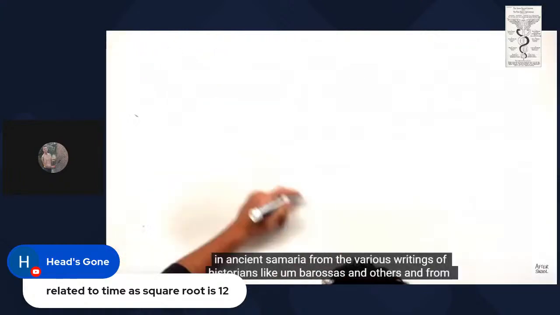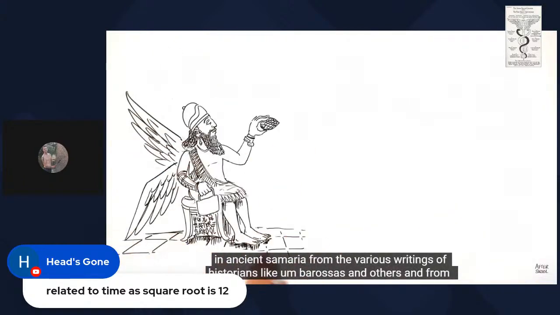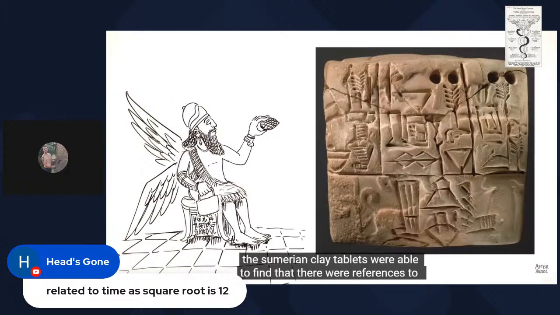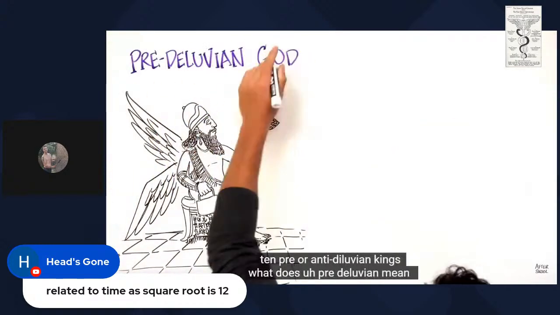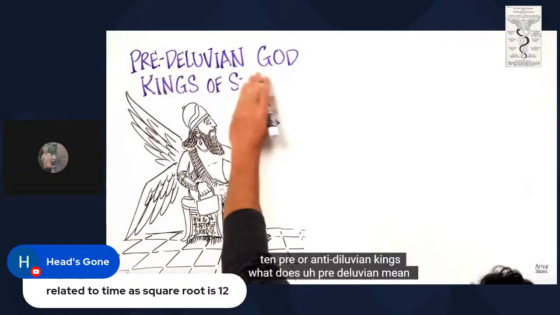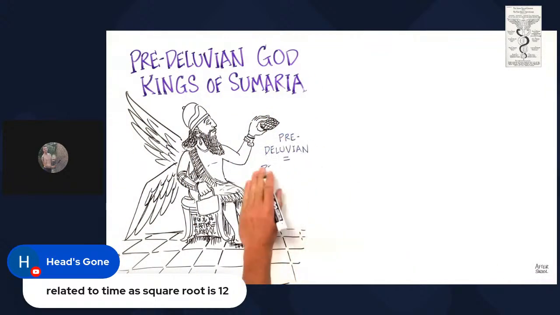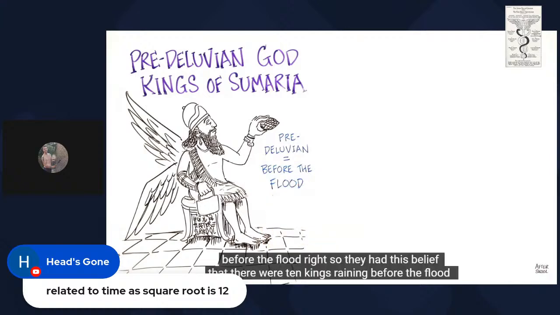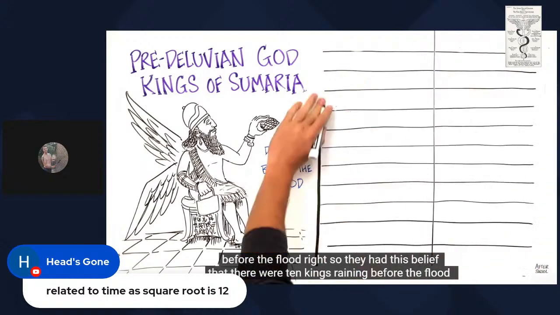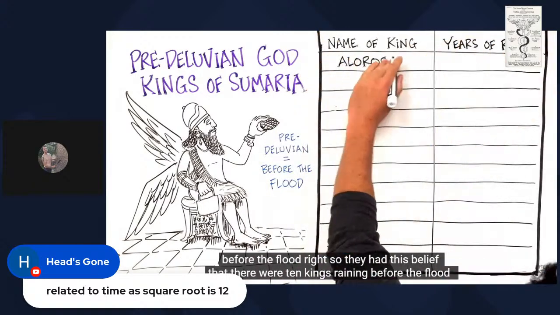In ancient Sumeria, from the various writings of historians like Berossus and others, and from the Sumerian clay tablets, we're able to find references to 10 pre- or antediluvian kings. What does pre-diluvian mean? Before the flood, right. So they had this belief that there were 10 kings reigning before the flood.